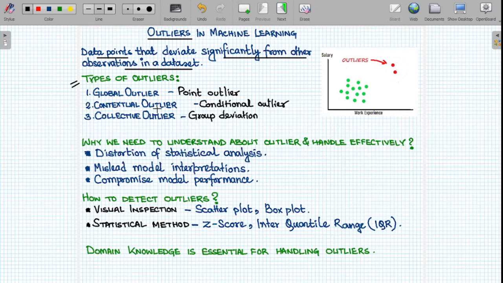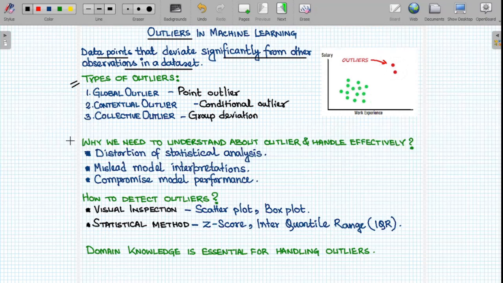In case of contextual outlier, which is also known as conditional outlier, based on some condition we get specific data points which are far from the other observations, whereas collective outliers are a group of data points which are deviating from the other observations we have. So in case of global outlier, we specifically focus on a specific data point. For contextual outlier, we consider the condition. For collective outliers, we get a group of data points which are deviating from the other data points.